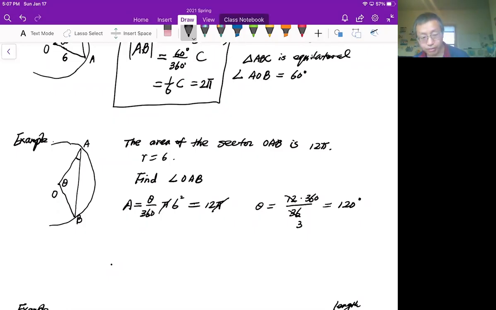So what kind of triangle is OAB? Keep in mind this is a circle, so OA equals OB. That means this is an isosceles triangle, right? Okay, we are very good. So since we have OA equals OB, then we can get that angle OAB equals angle OBA.